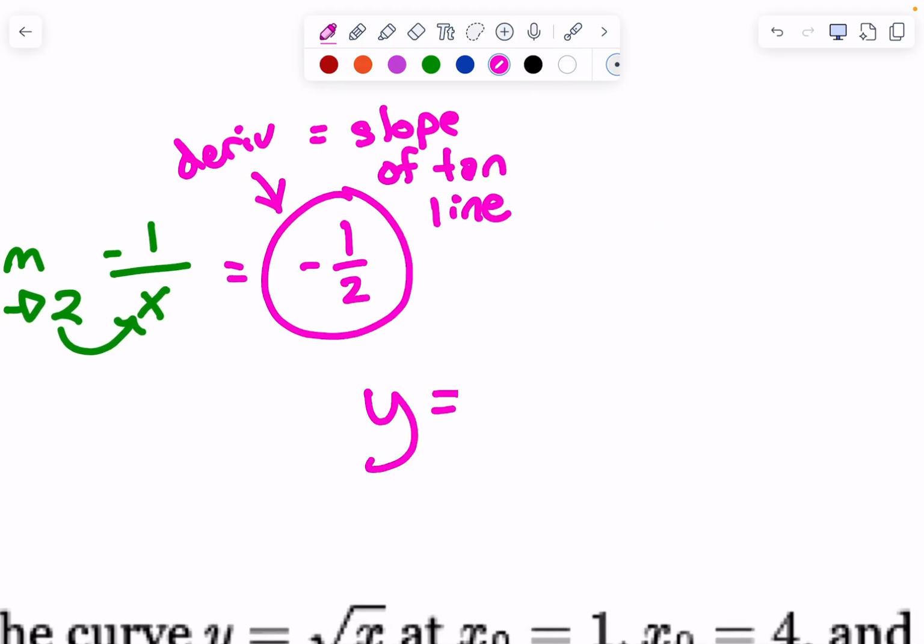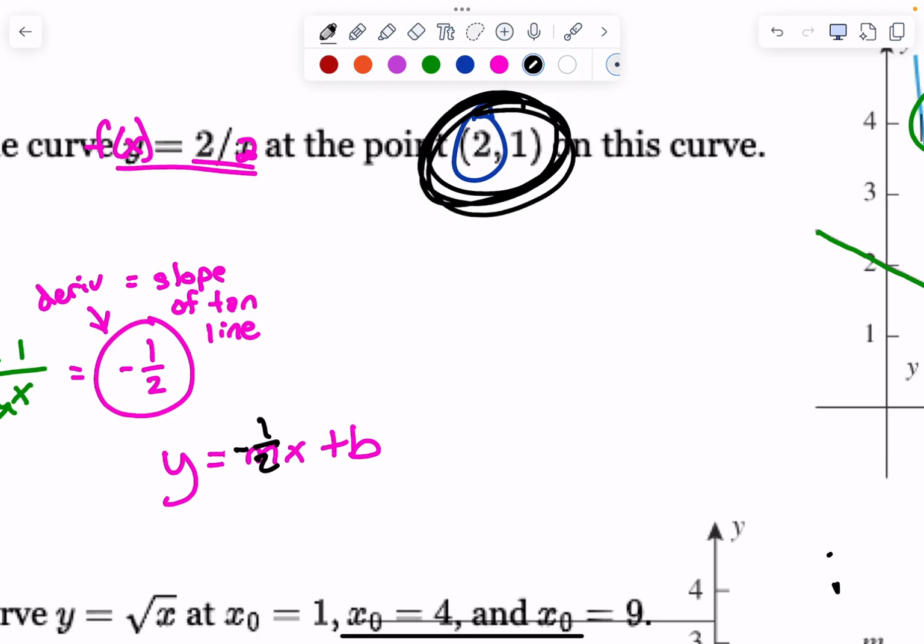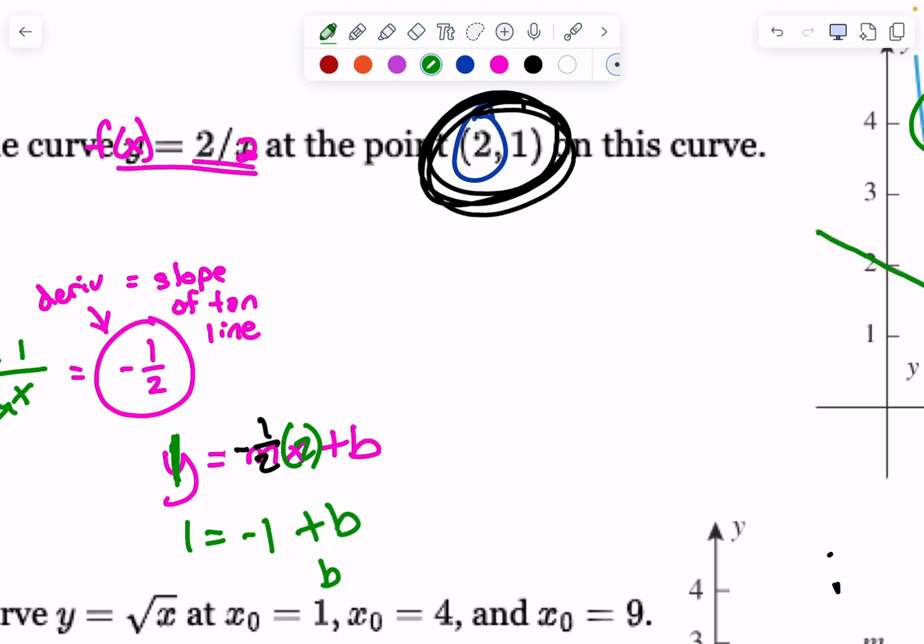So now I am at the point where I have y equals mx plus b, but I know that m is negative 1/2. True? How do I find b? You just go back. I'm going to plug in x and y, which is 2, 1, right? 2 goes in for x, 1 goes in for y. So I have 1 equals negative 1/2 times 2, negative 1 plus b, so b is 2, right? So my equation of my line is y equals negative 1/2 x plus 2.